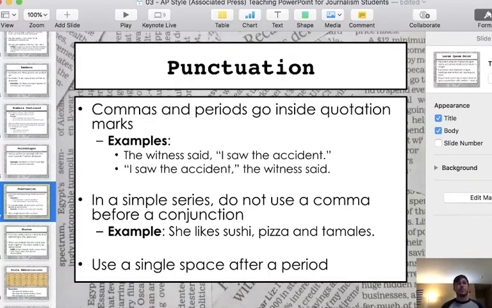Punctuation. So, periods are always within quotation marks. Okay, so notice how the comma is also in the quotation mark. Notice how the witness said, comma, space, quotation, I saw the accident, period, quotation marks. Does that make sense? All right, so we talked a little bit about having periods that are not outside of the quotation marks.